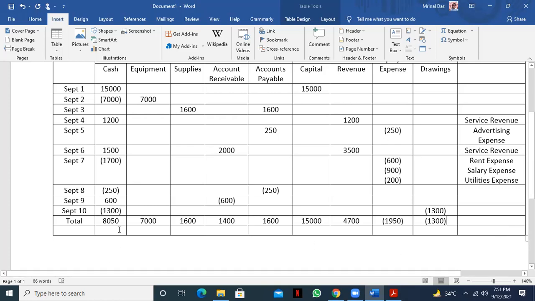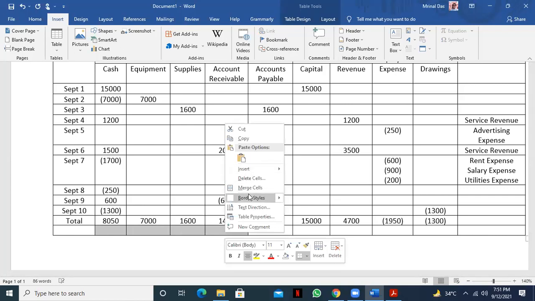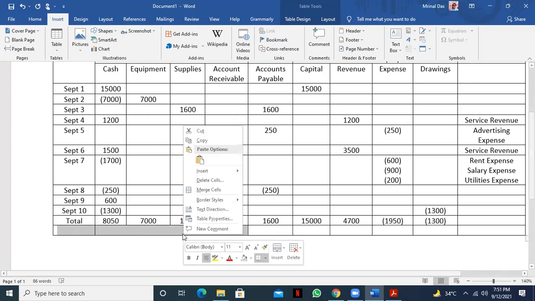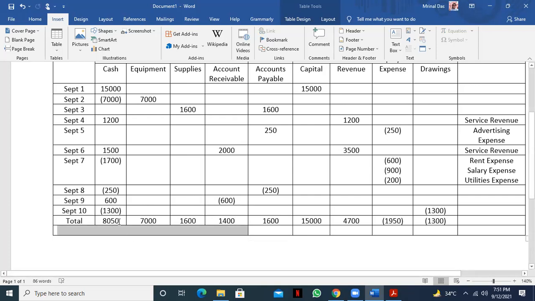Now we'll show it in A equals L plus OE format. Okay, total asset is how much? 8,050 plus 7,000 plus 1,600 plus 1,400.